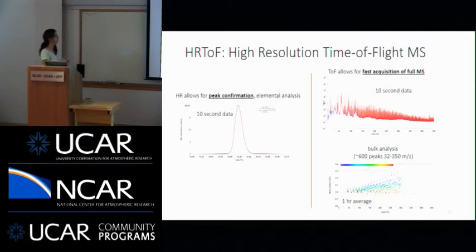But the other aspect of a time-of-flight mass spectrometer is that it's really, really fast. And what that means is that we can get full mass spectra, from molecules that are 12 Daltons up to several hundred, on the 10 Hertz time scale. So of course the goal is that we'll end up doing eddy covariance flux measurements. But before we do that, we need to understand how this instrument works.